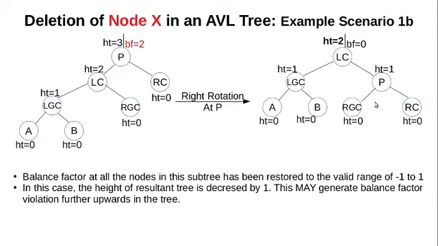This completes the single right rotation. The resultant subtree after rotation is shown on the right. The root of the subtree is LC. The balance factor of LC is 0 and its height is 2. In this case, the height of resultant tree has decreased by 1. This may generate the balance factor violation further upwards in the tree. Hence, the balance factor check is required further upwards in the tree.